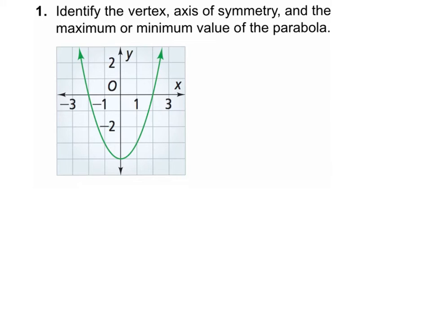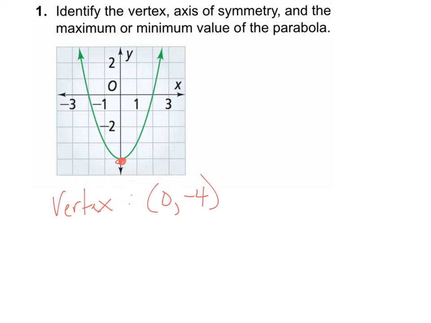This first problem here is asking us to identify the vertex. So the vertex is where the graph changes directions. So I'm going to put a point on there, which is right here. And the ordered pair for the vertex would be (0, -4).